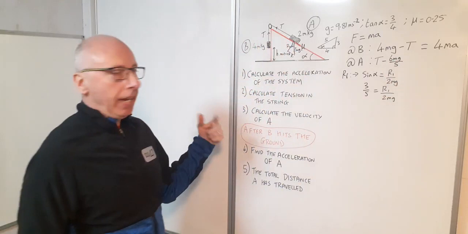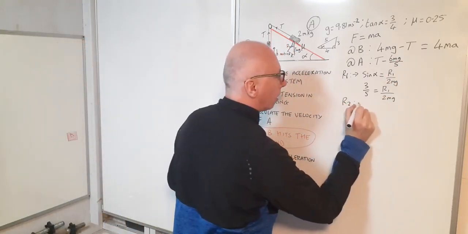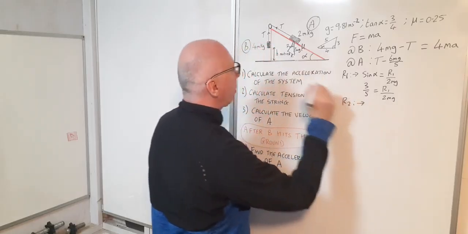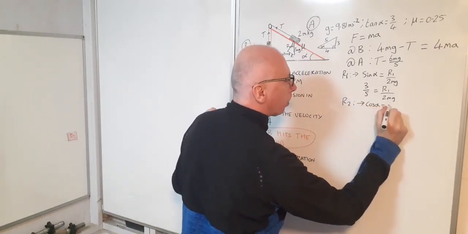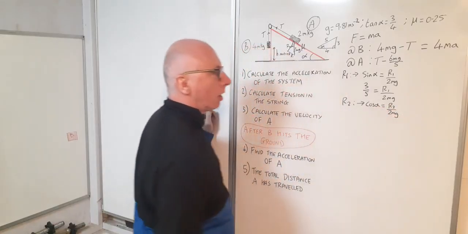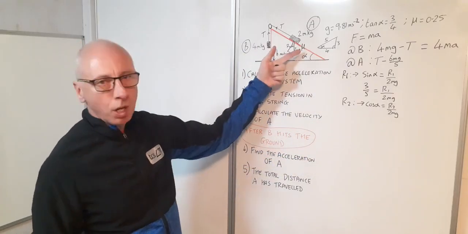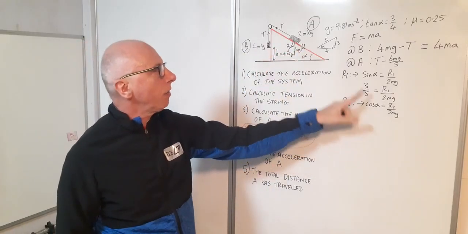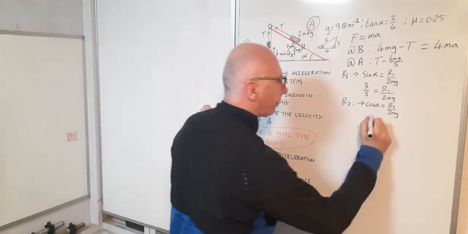Okay, now let's resolve for force 2. So then we'll have cosine alpha equals R2 over 2mg. Okay, so we'll just work this bit out first and then we'll introduce the coefficient of friction. So cosine alpha, that's going to be adjacent over hypotenuse, that's 4/5.